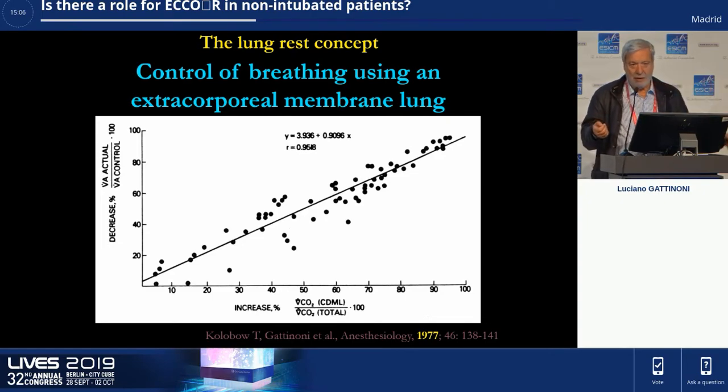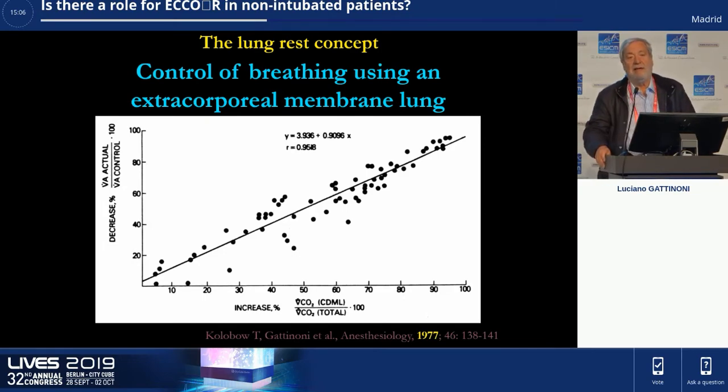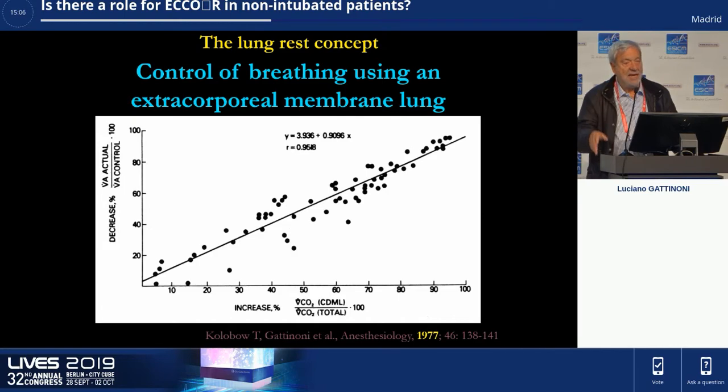So we made a closed circuit, measuring the CO2, and after it was easy to show that when we were removing 50% of the CO2 produced from the metabolism, the sheep in spontaneous breathing would say, why should I breathe to eliminate more CO2 than necessary? It was decreasing its own ventilation to reduce the exhalation of CO2 by 50%. If you were removing 100% of the CO2, the sheep was stopping breathing.